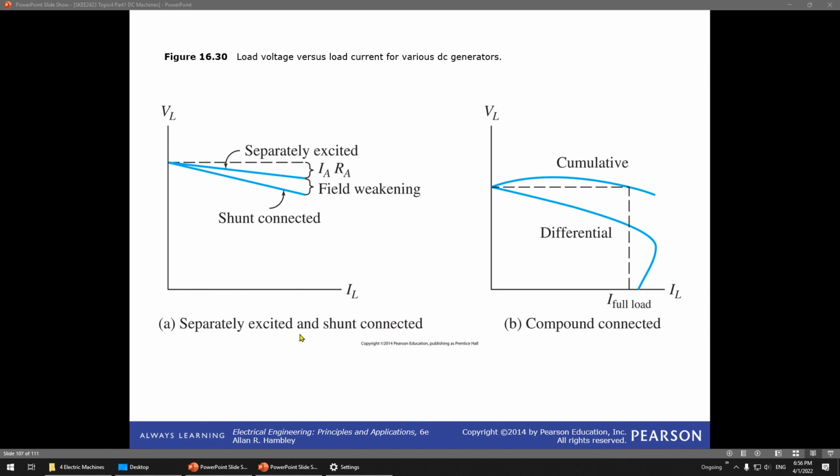This is the limitation. How about the compound connection? This is cumulative, this is differential. It will look something like this. This is VL, this is IL.